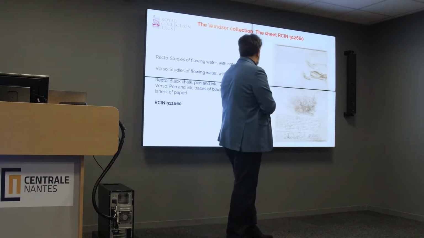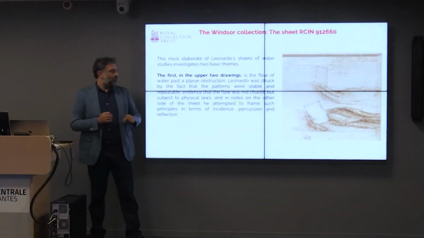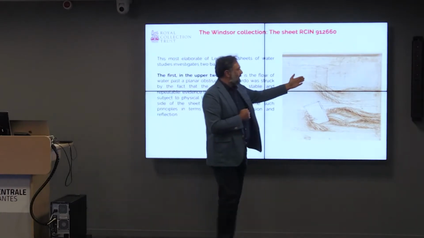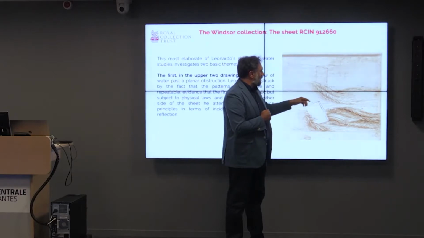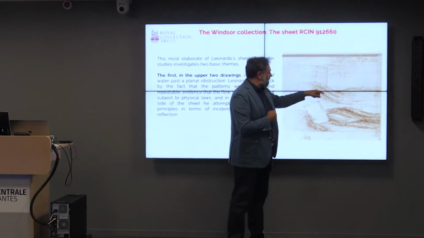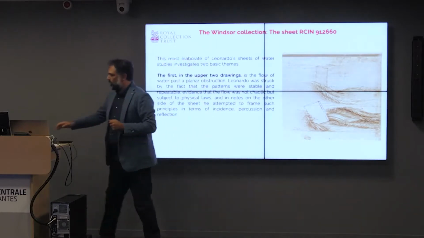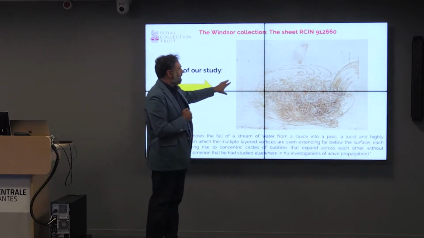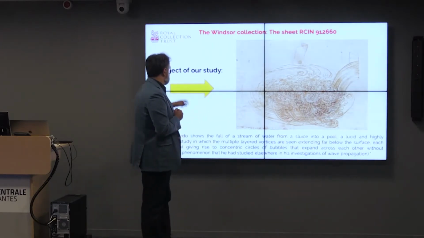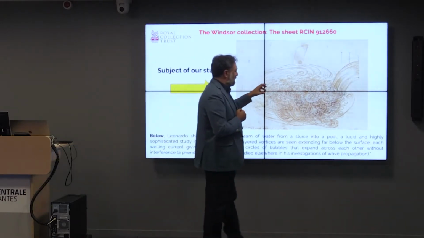As you see, it is composed of two parts. In the first part, the upper part, we have the flow around a planar object that is inclined to the flow, and you can appreciate all this detail about the free surface motion around this object. But in reality, what we focus our attention on is the lower part, where we have this drawing. So this is the subject of our study, which is a flow of a stream of water from a sluice into a pool.